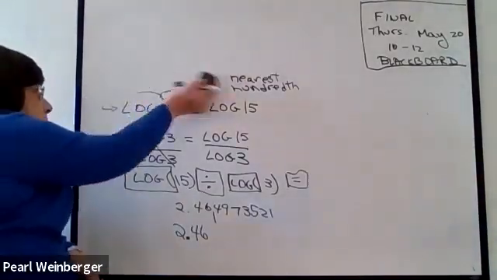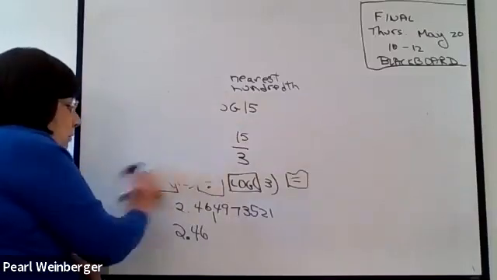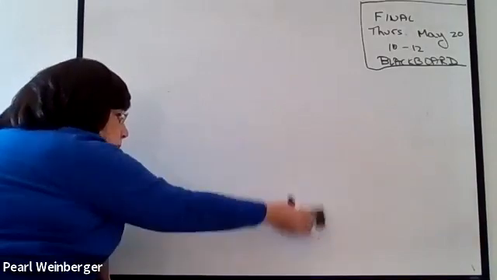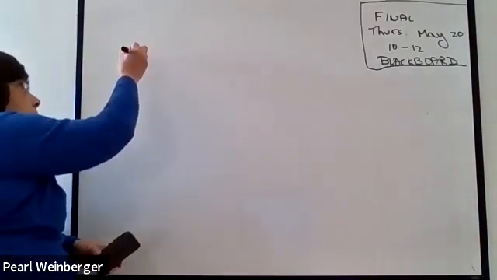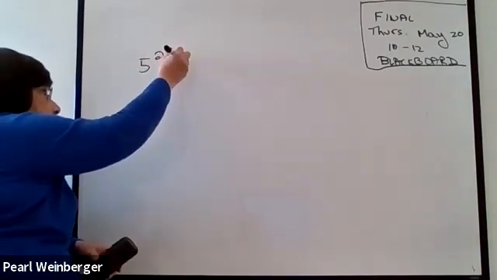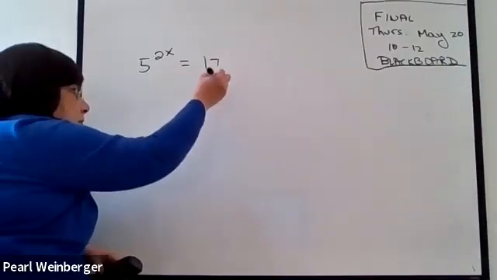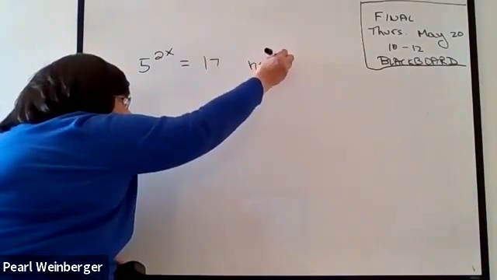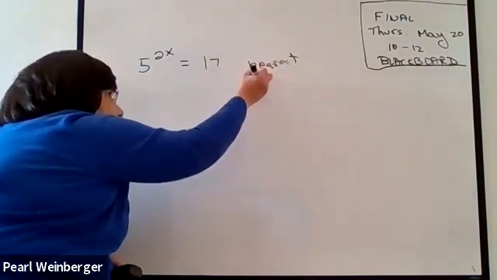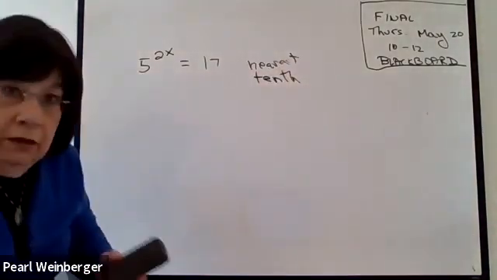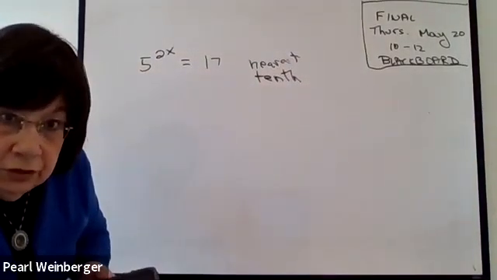Erase this now so you can. Let's say 5 to the 2x equals 17. See if you could find x to the nearest tenth. Any questions?